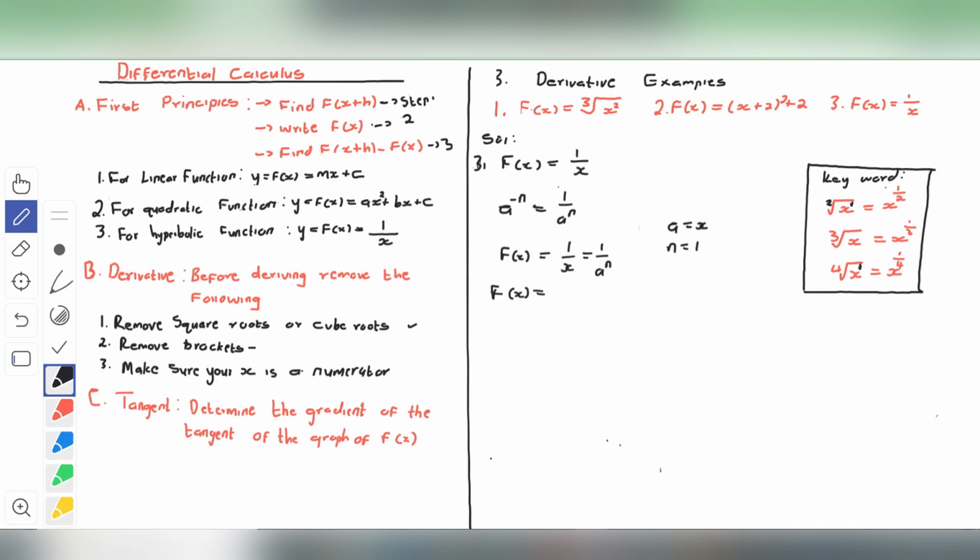we are going to have, what is our a? Our a is x, right? And then minus, because of this negative, and then what is our n? Our n is 1, therefore we're going to have negative 1. Then we are done. Now we can differentiate this, because we can see that now our x is a numerator. Therefore when we differentiate this, like I said, we multiply the exponent with the coefficient. It's going to be negative 1, because it's negative 1 multiplied by 1.